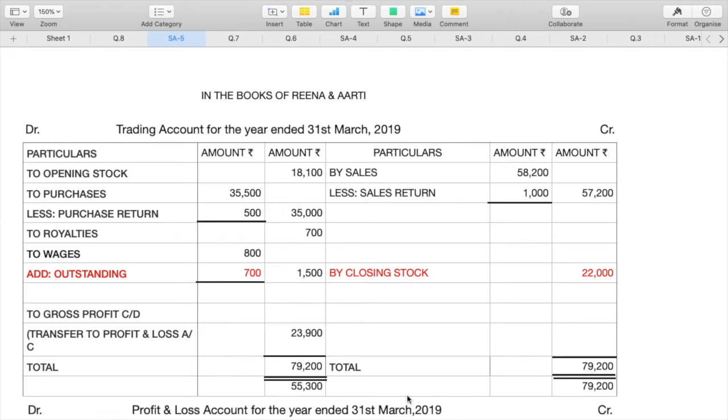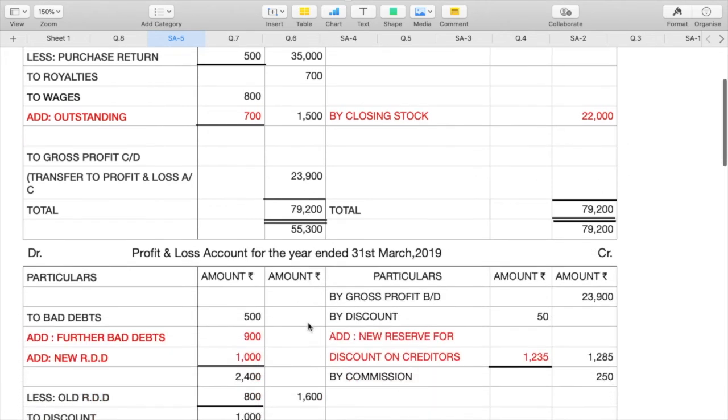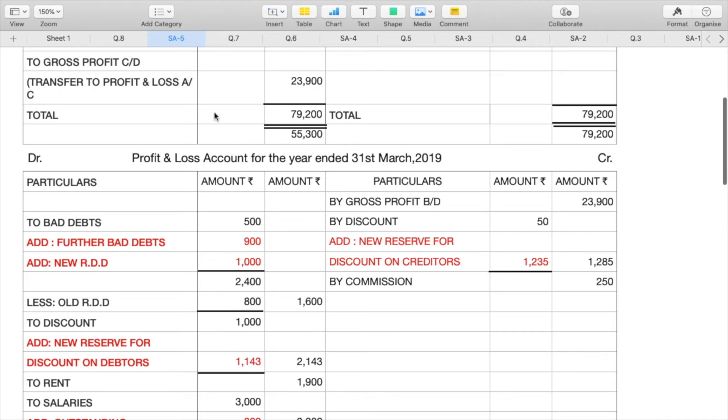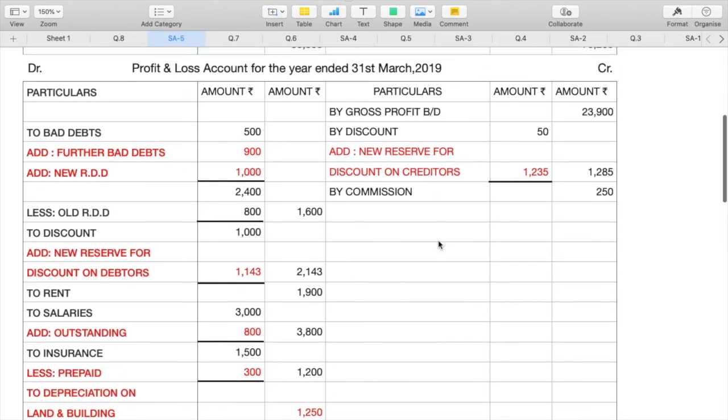Here I have mentioned the balance of the debit balance also, that is debit total and credit total both, right? So credit side is more, so we got 23,900 as gross profit. This we need to transfer on the opposite side. Okay, you can see the adjustments done in the profit and loss account as well, right?